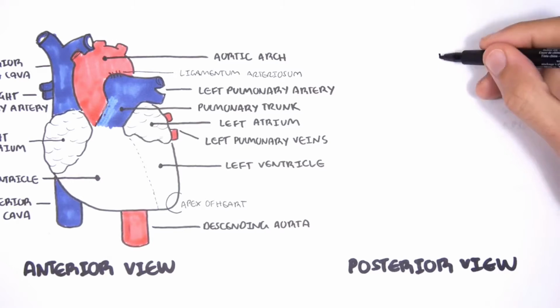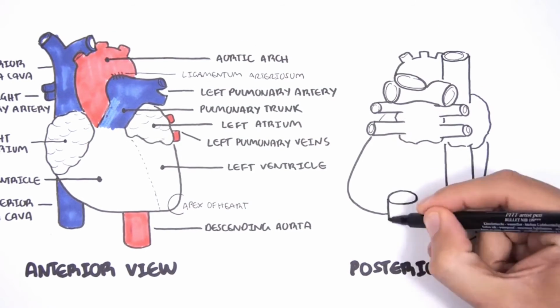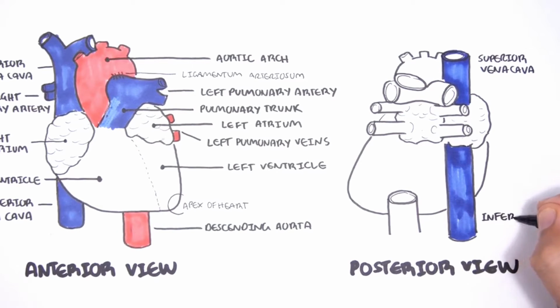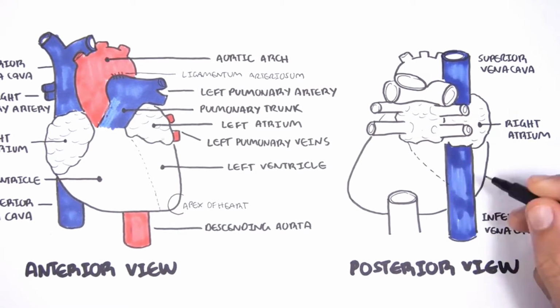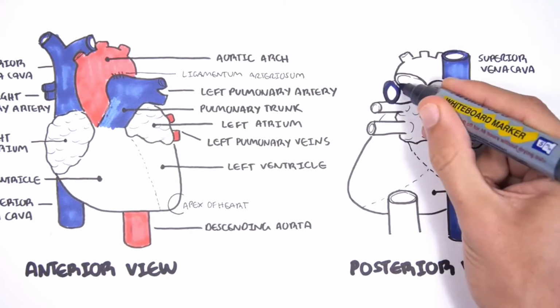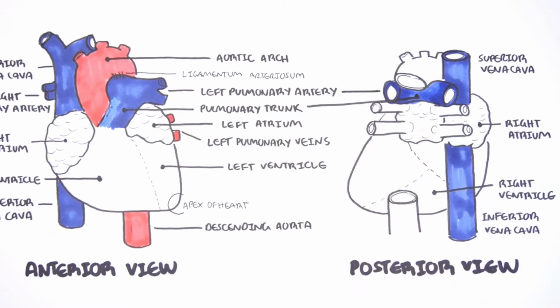Just to see where we are, here is again the superior vena cava and the inferior vena cava, which will bring deoxygenated blood back to the right side of the heart, to the right atrium, then to the right ventricle here. The right ventricle will then pump the blood up through the pulmonary trunk here, and then from the pulmonary trunk it will bifurcate to the left and right pulmonary artery.